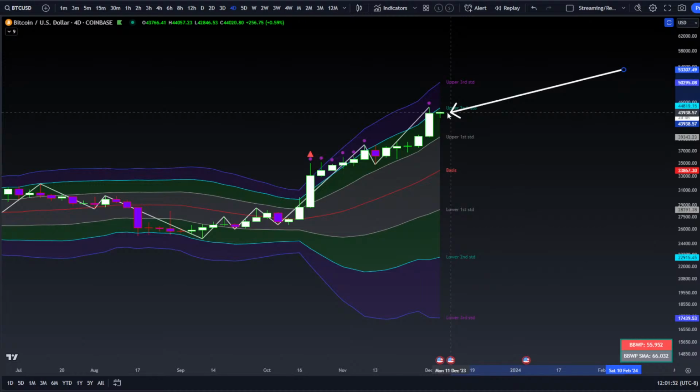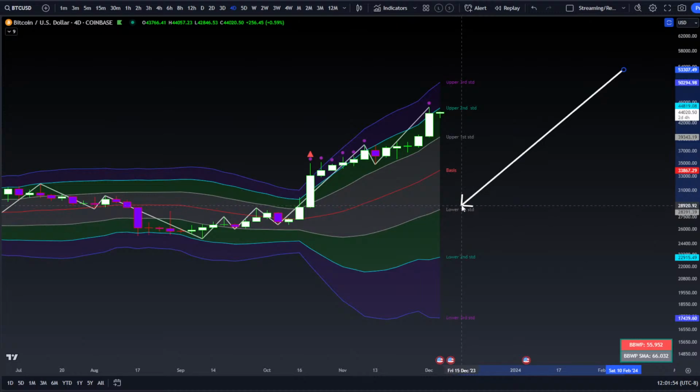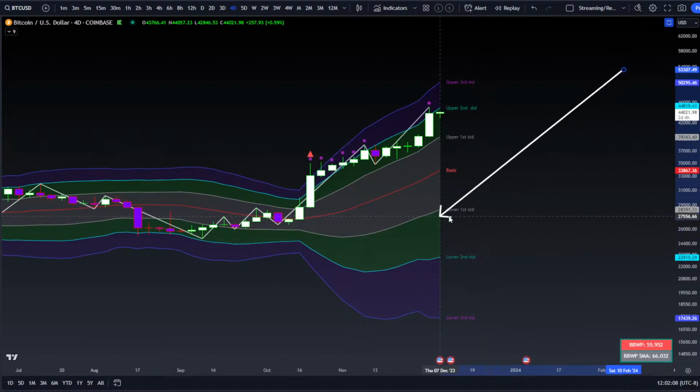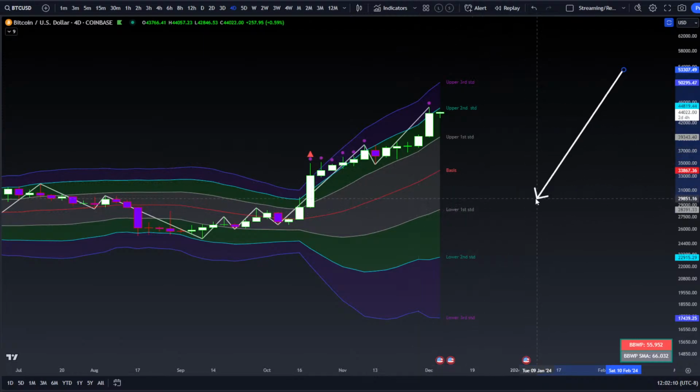But if price were to dump all the way out to the lower first or lower second, that would be bad for structure. Obviously, it would be a trend break and then possibly a trend change. But the real move, the one that's going to be the sustained move, is going to be the recompression of the bands and then re-expansion.